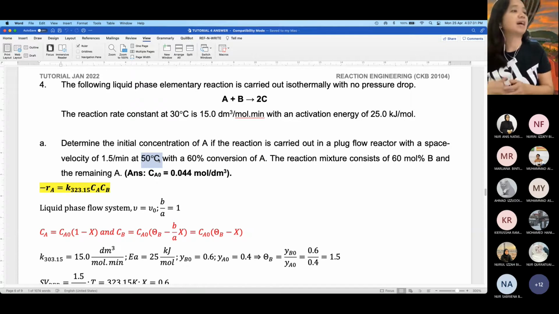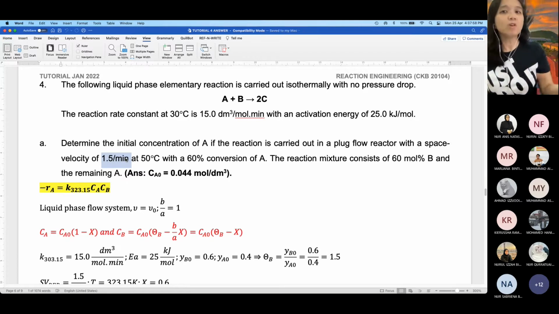Lepas tu, dalam soalan part A ni, dia suruh kita cari CA0, initial concentration of A. Dia suruh kita cari CA0, if given, reaction tu dalam PFR, and space velocity of the PFR is 1.5 per minute, dan dia beri kita conversion. So for A was a bit tough sebab biasanya soalan we are given all the information, we are asked to find the volume. Okay, so this case dia pelik.